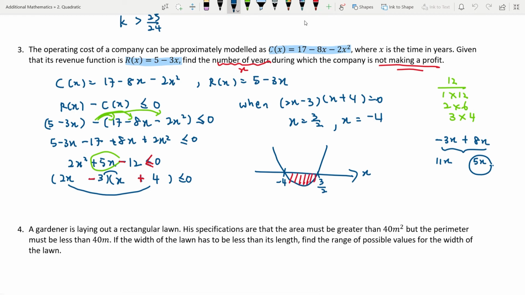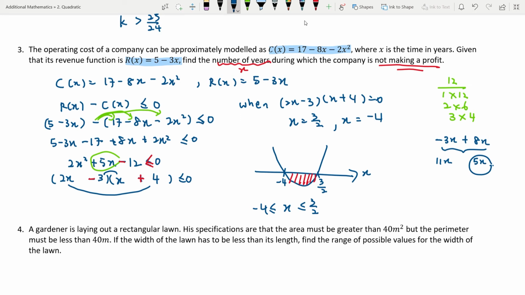The range of values of x that satisfy the criteria is x is between negative 4 and 3 over 2. We look back at the question again. We need to find the number of years which the company is not making a profit. Therefore, from the range of values of x, we can interpret that x cannot be a negative value because x is the number of years.